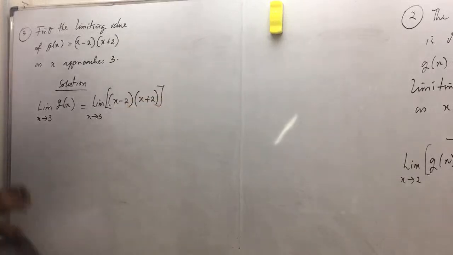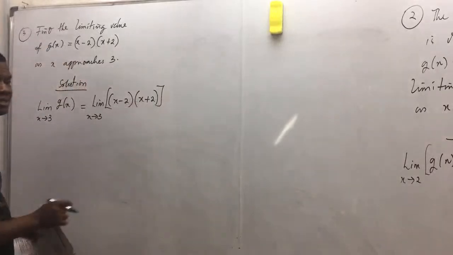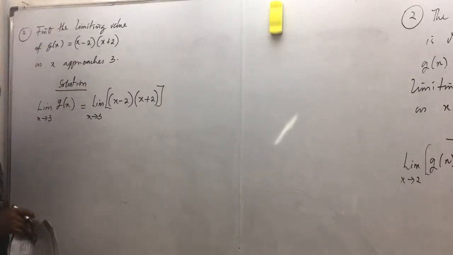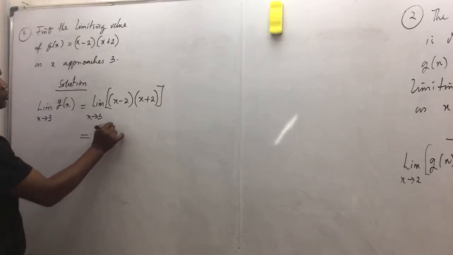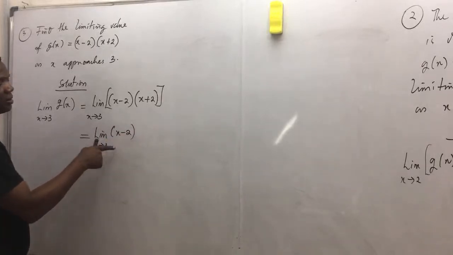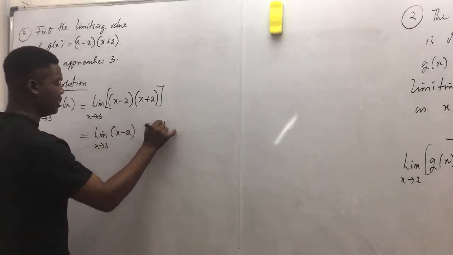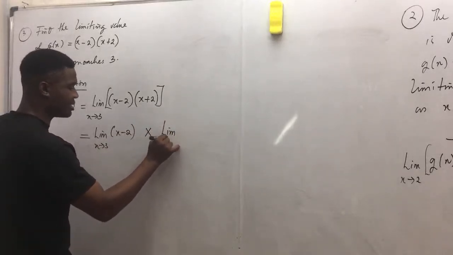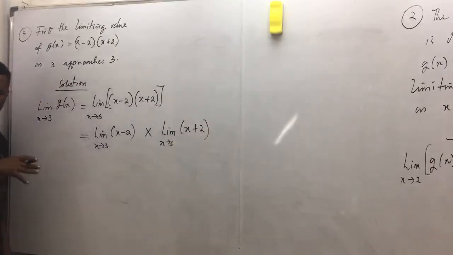Now, please take note. You could simplify by expanding this and getting the final result and then taking the limit, and you will still get the same result. So I'm going to apply the property of limits that says the limit of a product is the product of the limits, meaning I'm going to do the limit of x minus 2 as x tends to 3 times the limit as x tends to 3 of x plus 2. So that's the first step I'm going to take.